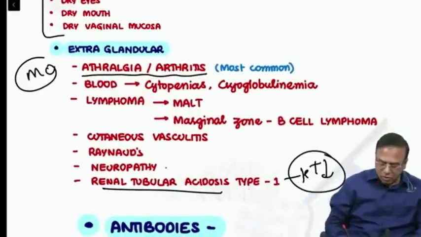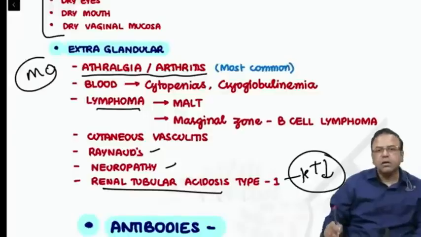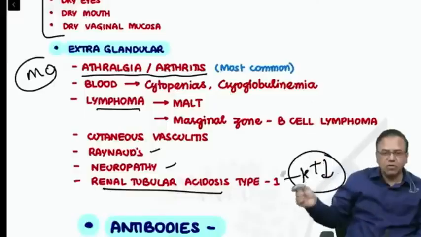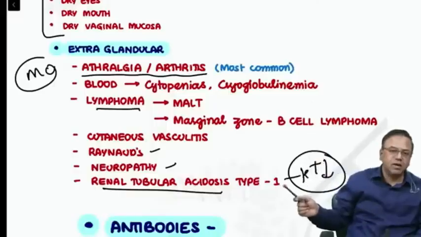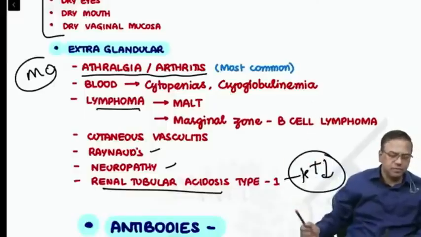They may have some neuropathy, Raynaud's phenomena, cryoglobulinemia, lymphoma can occur. These are additional things that can occur, but the most common is arthralgia, and most classical thing they keep asking is RTA1. These two you should know, they are MCQs.